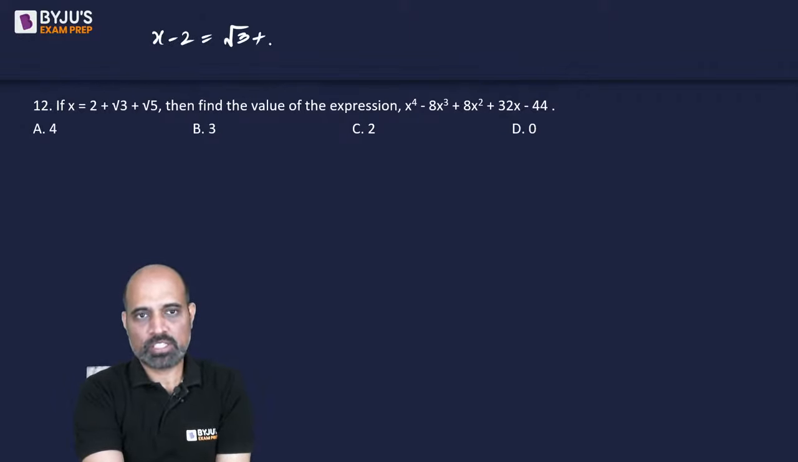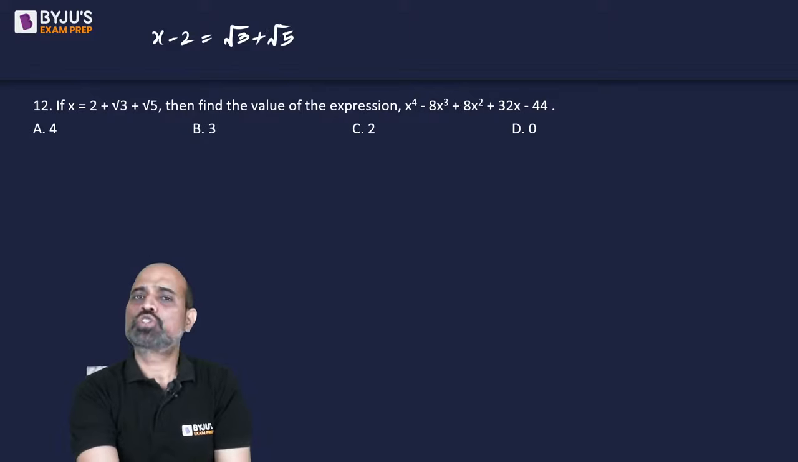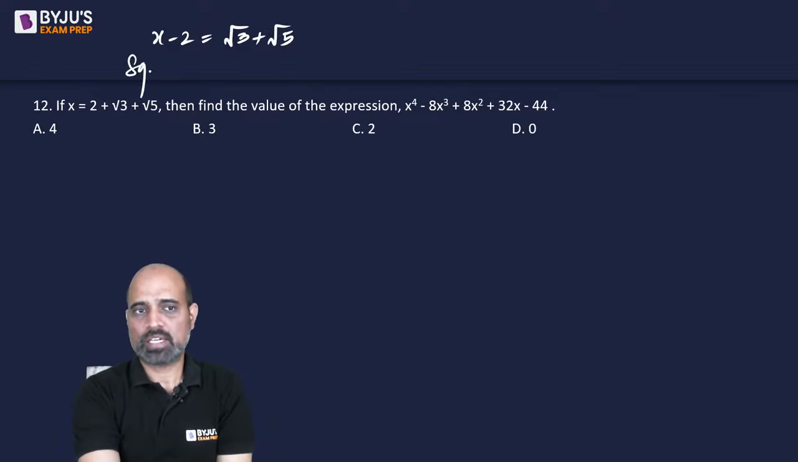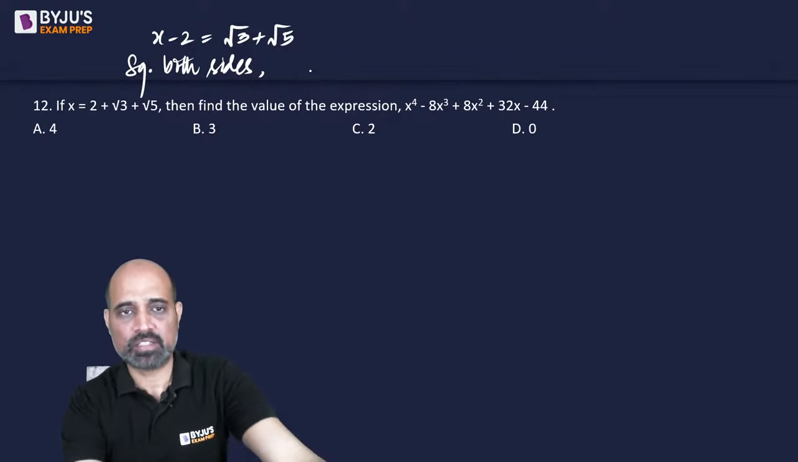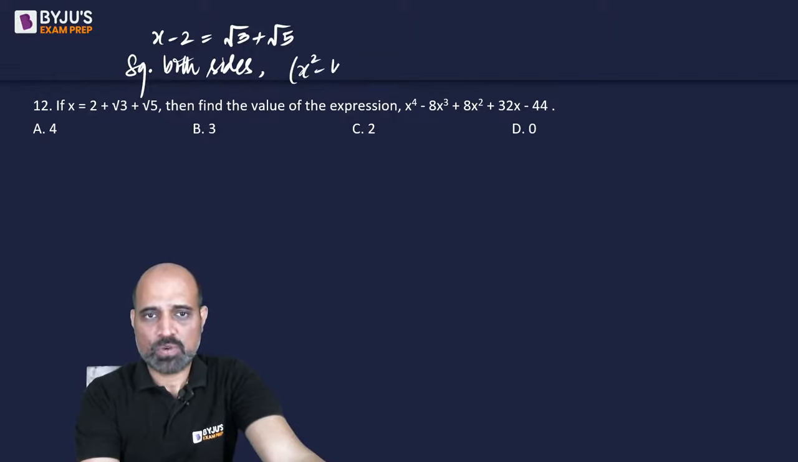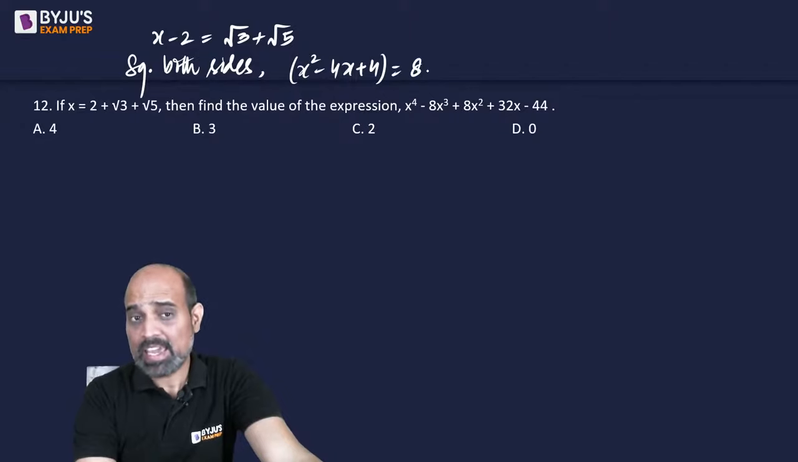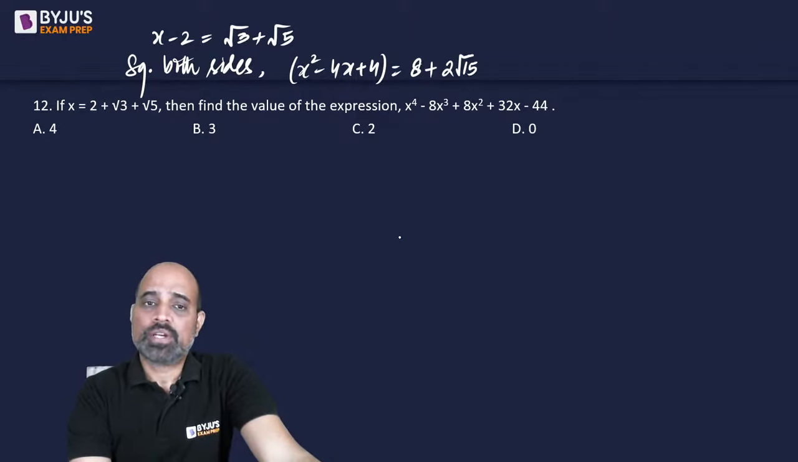And I'm going to square both sides. Okay? Squaring on both sides, I will get x minus 2 whole square is equal to, I'll just square directly, okay? Let's skip one step. So I'll be getting x square minus 4x plus 4 is equal to 3 plus 5, that is 8 plus 2 root 15, right?